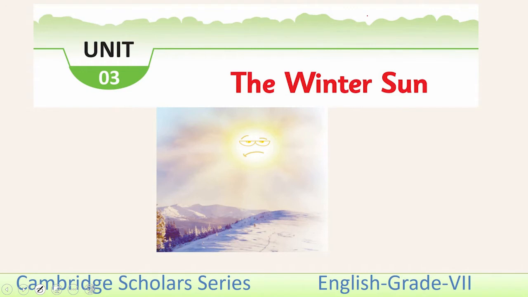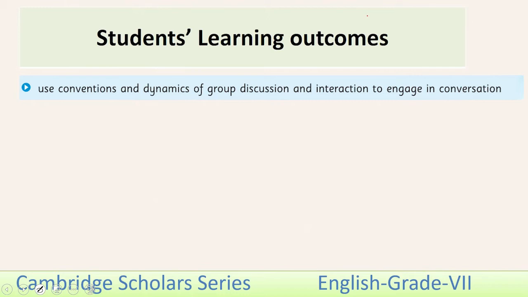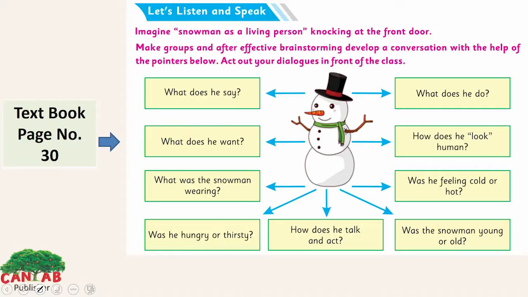We will start our lesson from unit number 3, the winter sun. SLOs of this lesson are: use conventions and dynamics of group discussion and interaction to engage in conversation. Look at the page number 30 of your textbook.